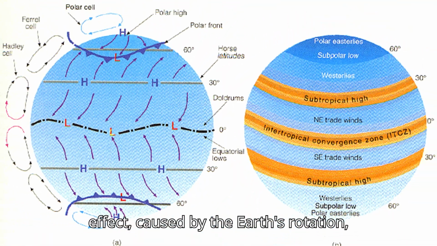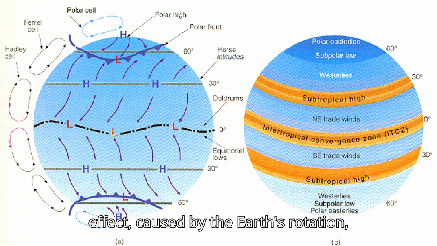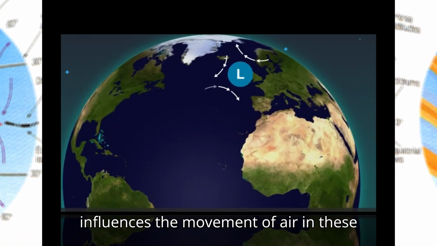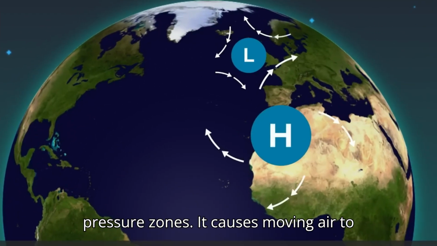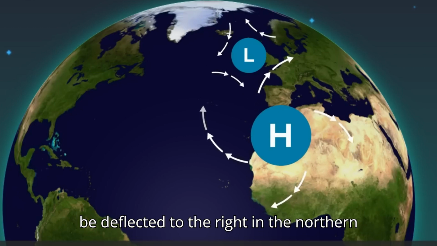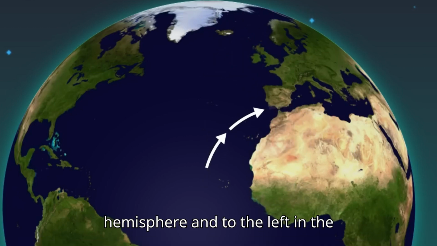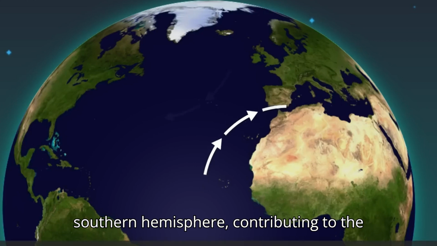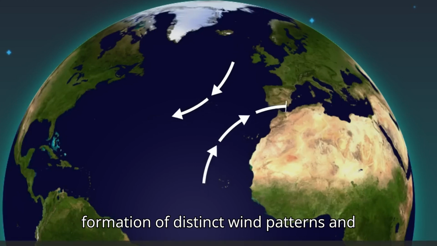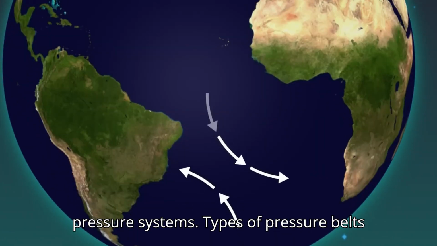Coriolis effect. The Coriolis effect, caused by the Earth's rotation, influences the movement of air in these pressure zones. It causes moving air to be deflected to the right in the northern hemisphere and to the left in the southern hemisphere, contributing to the formation of distinct wind patterns and pressure systems.